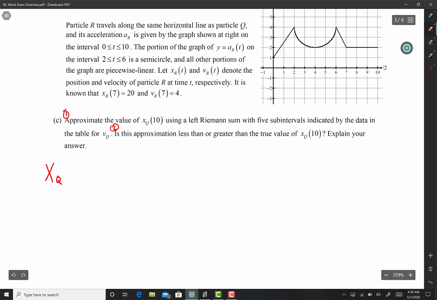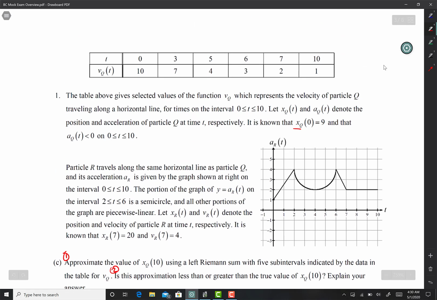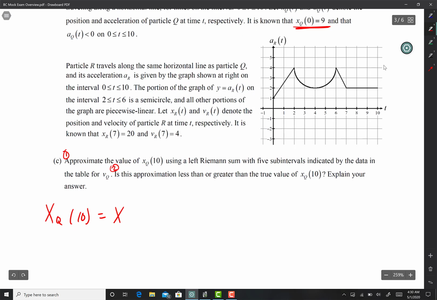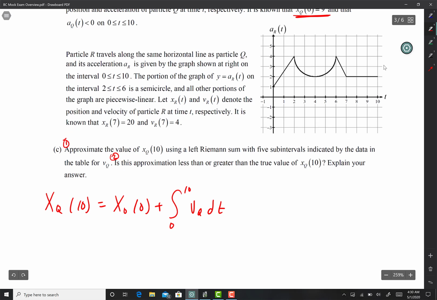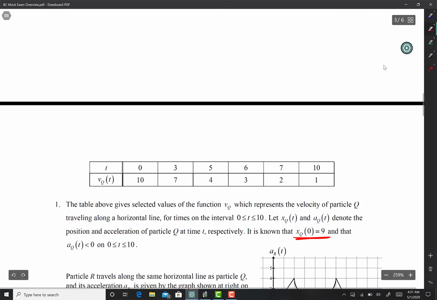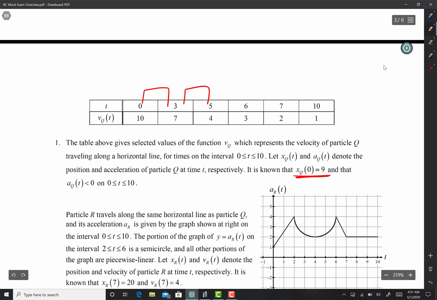So xq of 10 is equal to, let's see, what do they give me? They give me the position at 0. Perfect. So xq of 0 plus the integral from 0 to 10 of v of q. Now, this right here gives me my displacement, guys. Now, they want me to use LRAM, left Riemann sum. So, I'm going to use left Riemann sum. And all we're doing, guys, is just finding our rectangles here. They said to use 5 of them. 1, 2, 3, 4, 5. Yeah, we have 5 rectangles there.